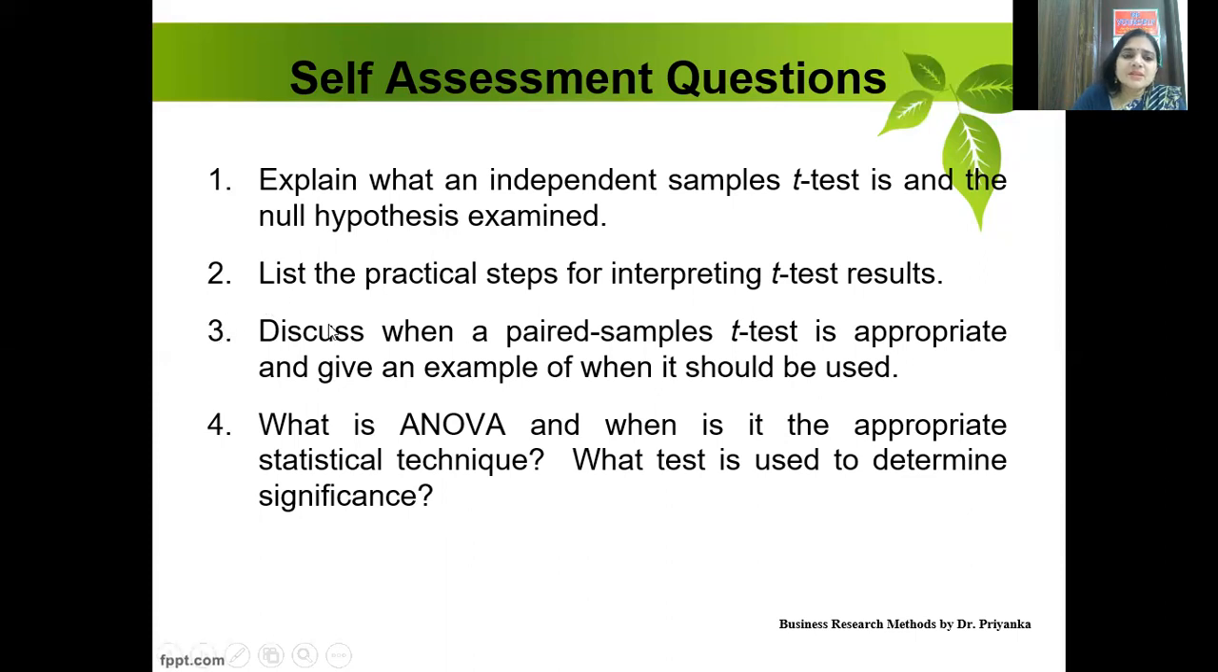So next, third, is discuss when a paired samples t-test is appropriate and give an example of when it should be used. Then we talk about independent sample t-test. These are basically used when two groups are independent, like the name is also suggesting. But when you talk about paired sample t-test, that means groups are somewhere related, right? Or you can say that two variables' values are taken at different time intervals.